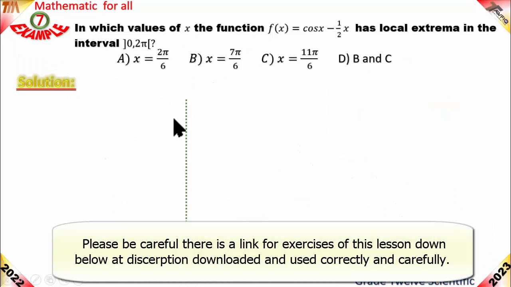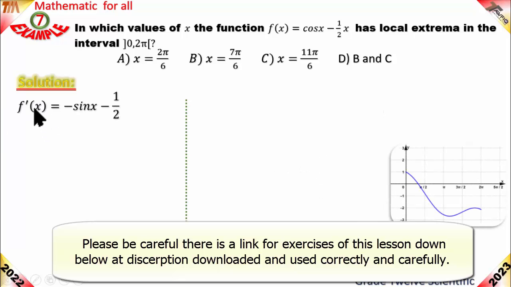Example number 7. In which interval of x does the function f of x equals cosine x minus 1 over 2 x have a local extrema in the interval 0 to 2 pi? To answer this example, we only take the derivative of the function. f prime of x is equal to minus sine x minus 1 over 2.